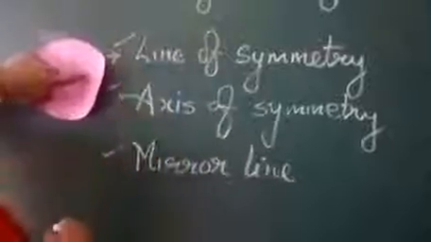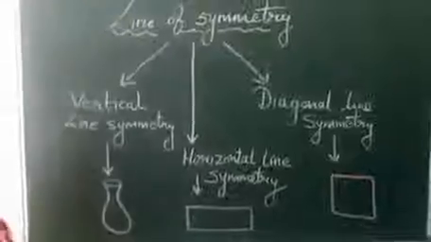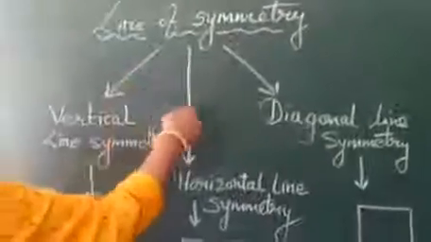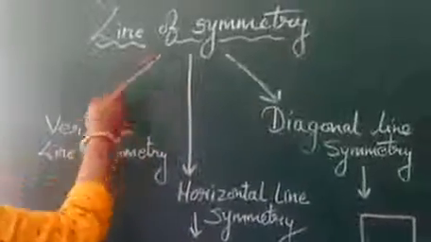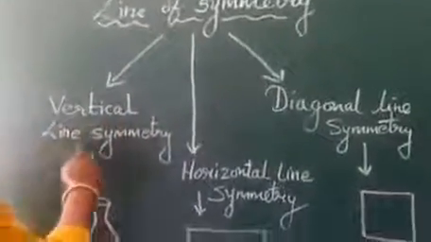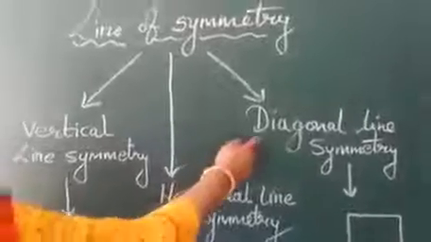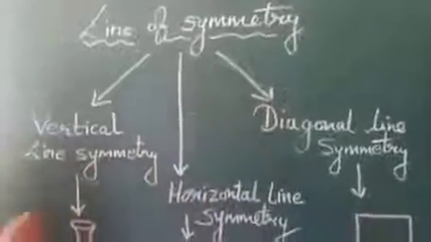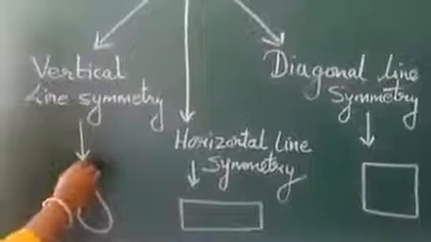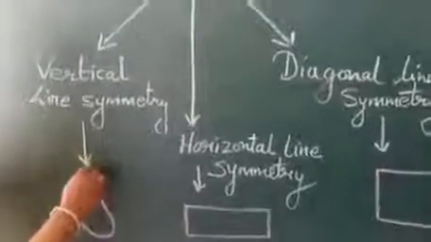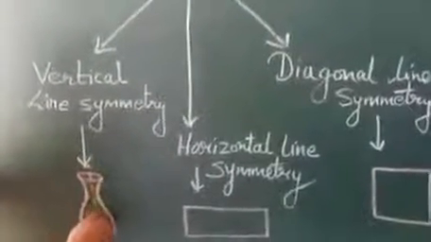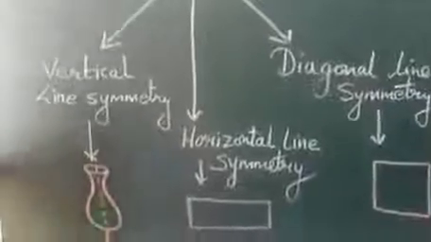These three are the same. Now children, here you can see there are three parts I have written here. Line of symmetry can be vertical line symmetry, horizontal line symmetry and diagonal line symmetry. See, this is the shape. Okay, if I divide this by using a vertical line, so this is what? Vertical line.